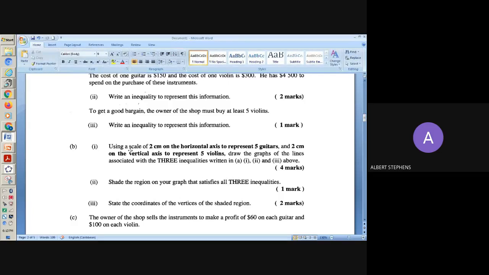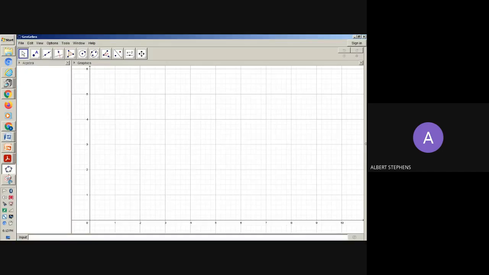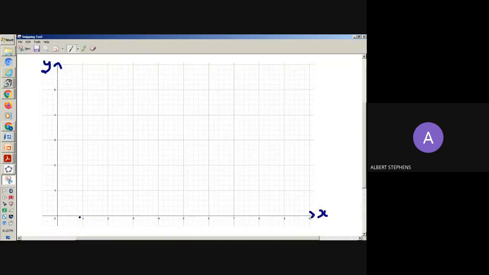So it says, using a scale of 2 centimeters on the horizontal axis. Now notice that they didn't say x-axis, but your x-axis and your horizontal axis are the same. So it says 2 centimeters on the horizontal axis represents 5 guitars. So by the way, this is 1 centimeter, right? So that would be 2 centimeters. So that's where you're going to have my 5.